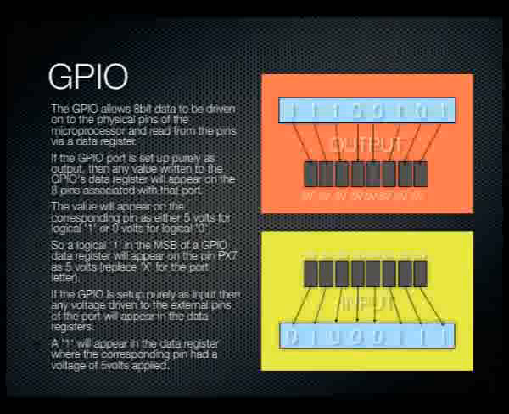In the top orange example, it's set up as output, which means we can simply put logical values in that data register, and the appropriate voltage values will appear on those actual pins. In the example, I've written 11100101 into that data register. Therefore, on the pins associated with that data register I get 5 volts, 5 volts, 5 volts, 0 volts, 0 volts, 5 volts, 0 volts, 5 volts, which are the equivalent of the TTL logic levels.